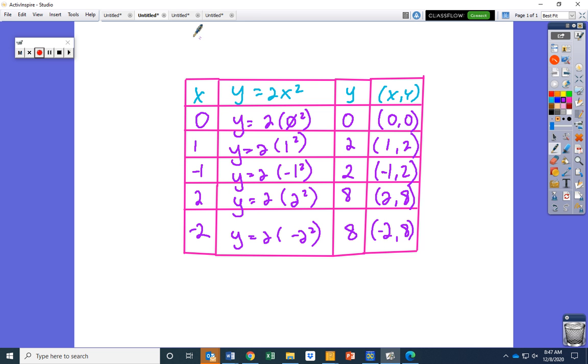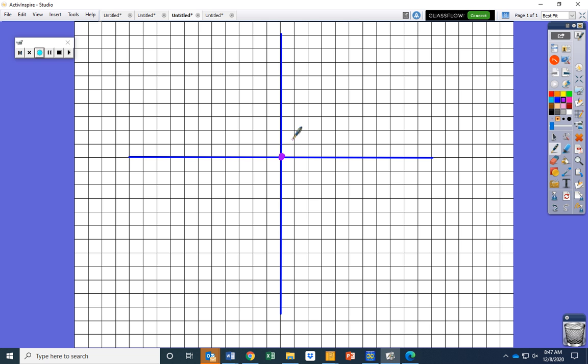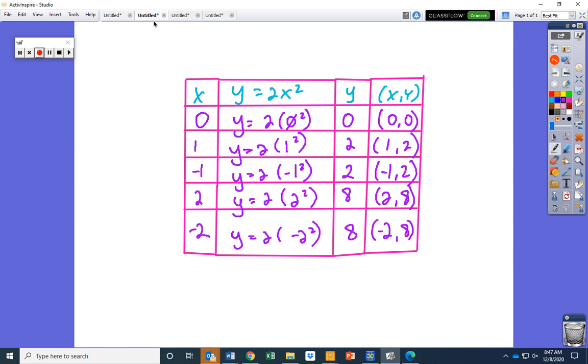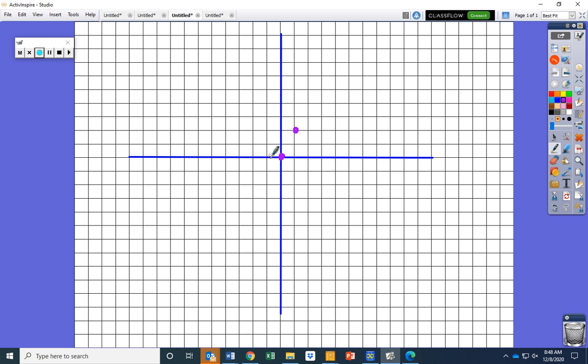So now let's graph these others. So I got 1, 2. So over 1 up 2. So far it's a what? Straight line. But then I've got negative 1, 2. So I'm going to go back 1 up 2. The next one would be 2, 8. Over 2 up 1, 2, 3, 4, 5, 6, 7, 8. And then I have back 2 up 8. So back 2, 1, 2, up 1, 2, 3, 4, 5, 6, 7, 8. Okay? And then when I draw my line, it's going to look like that. We were able to graph that parabola.